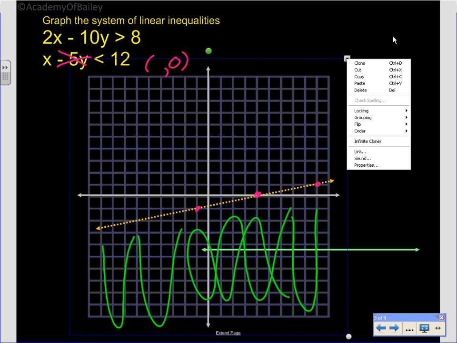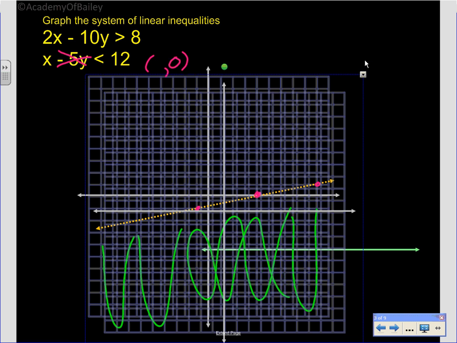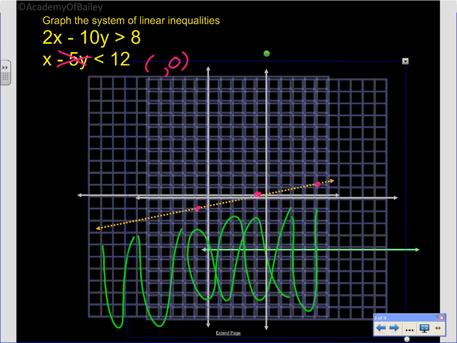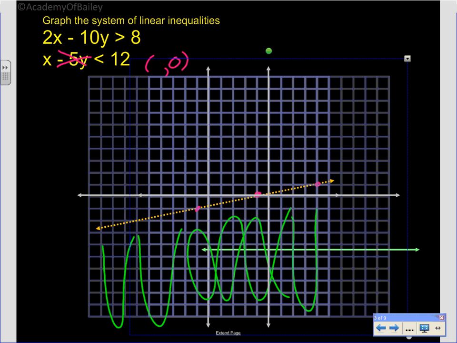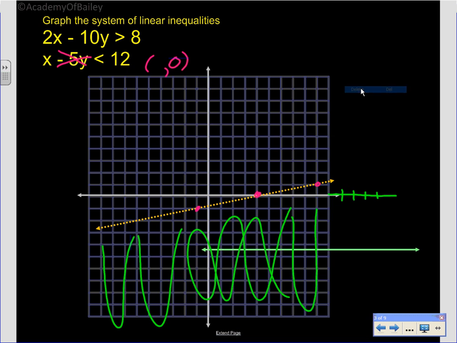And I need the x-intercept, right? So let me get this back out here. There's 11, 12, 13, 14. Okay. Now the x-intercept would be 12, 0. So 12, 0 is out here for 12. And now, like we did previously, we can just find the slope.